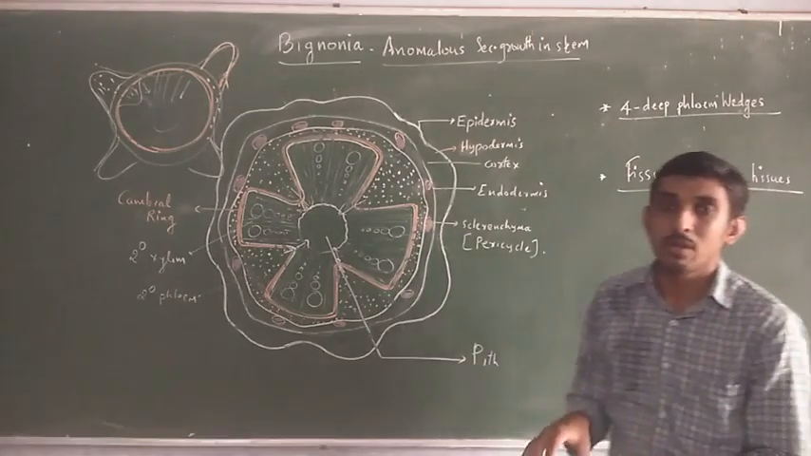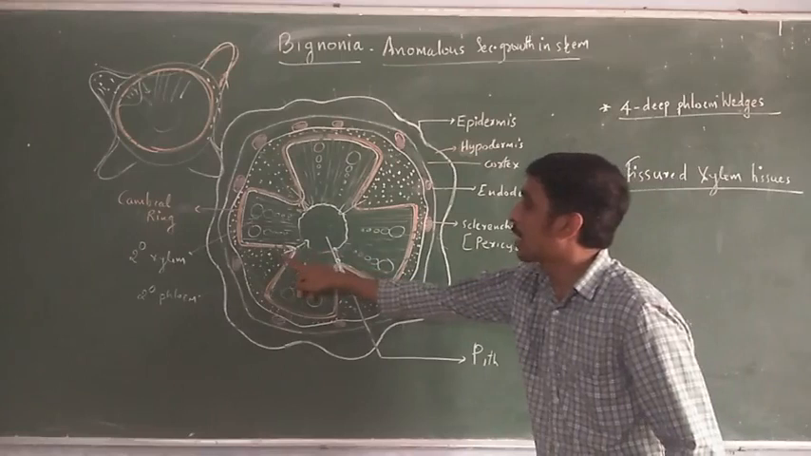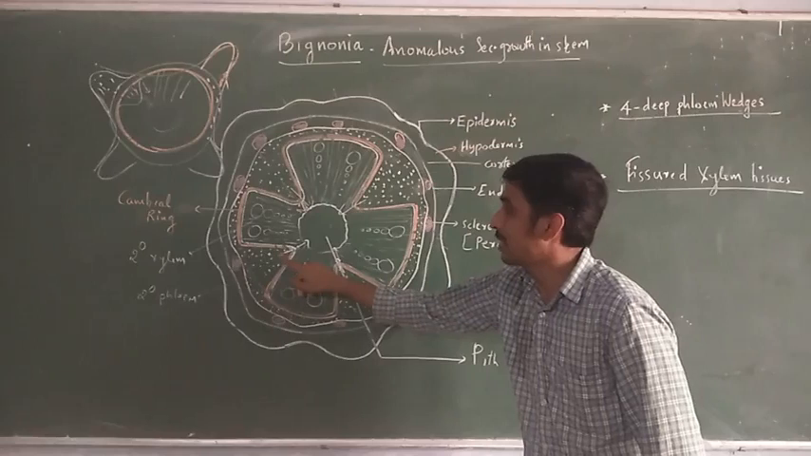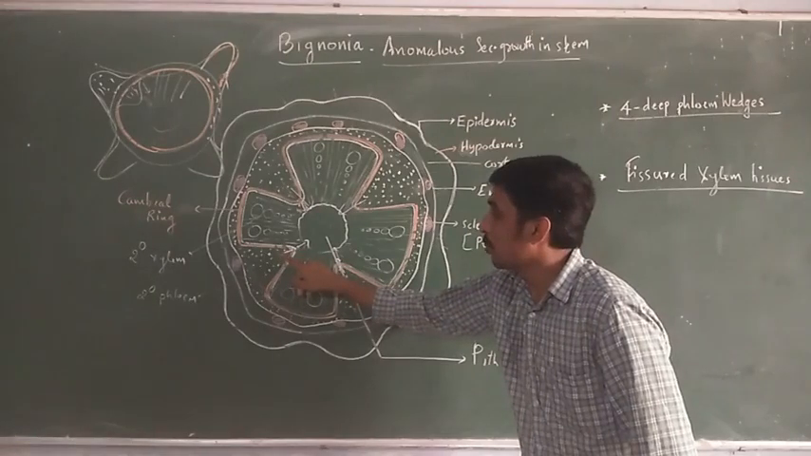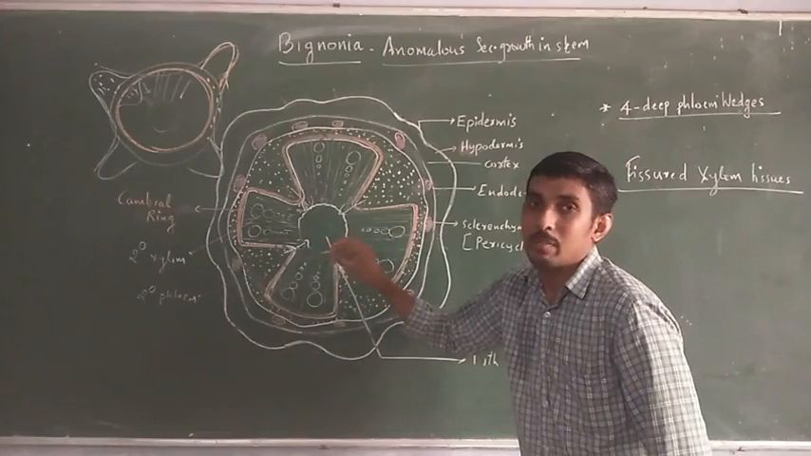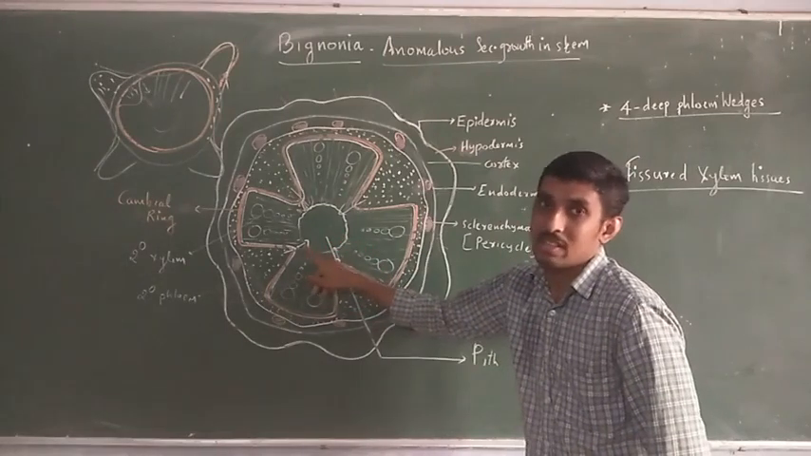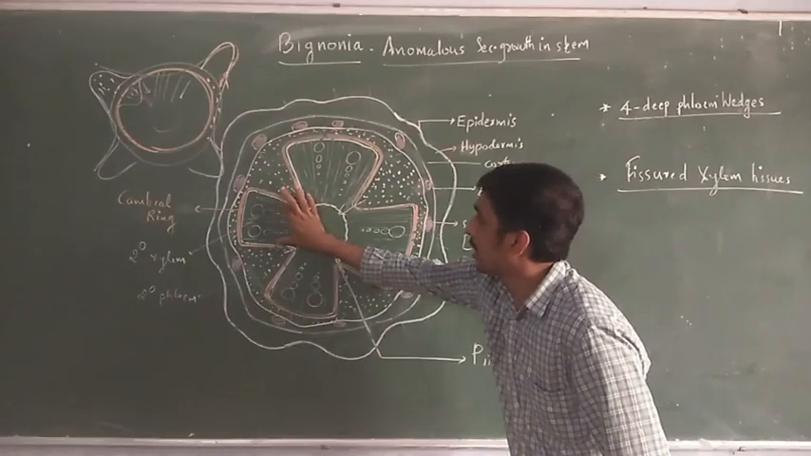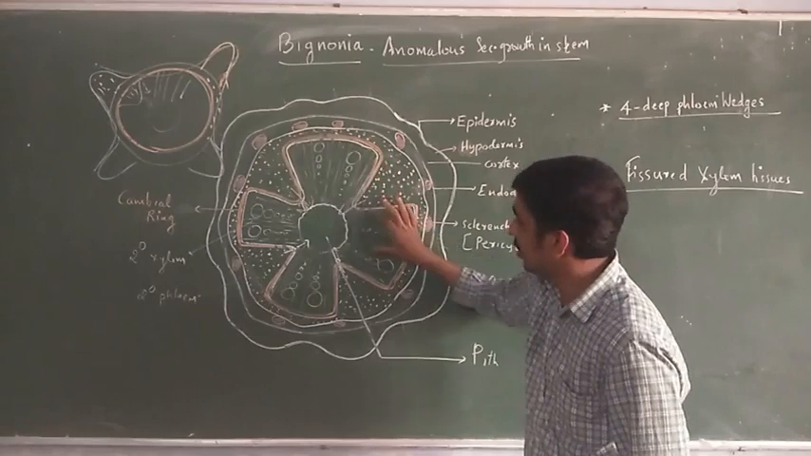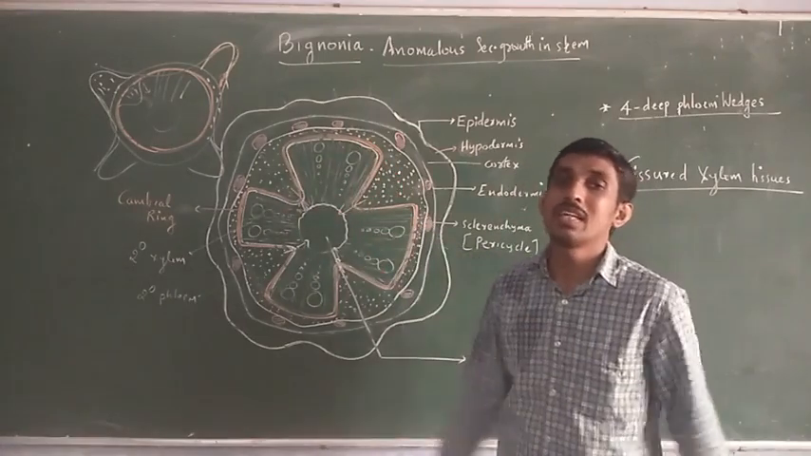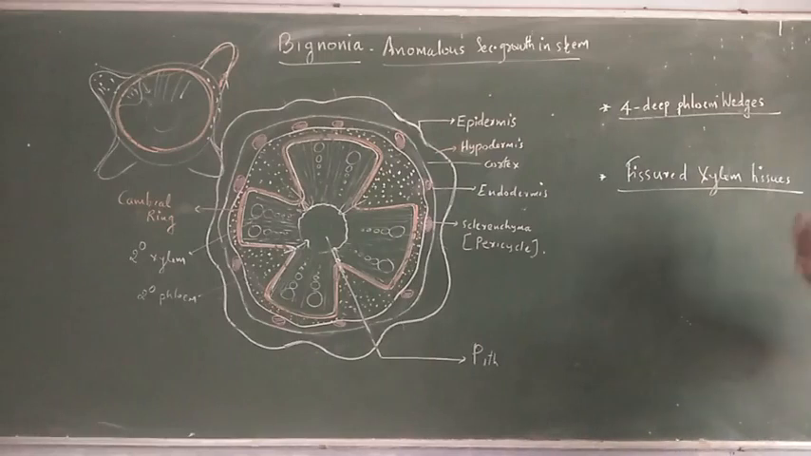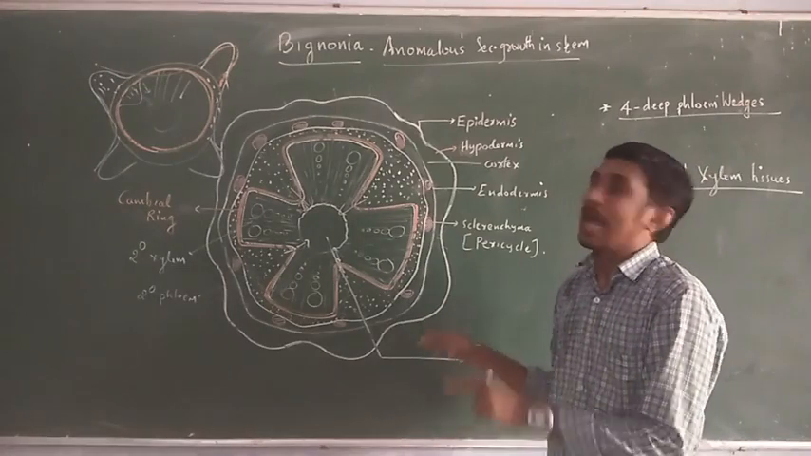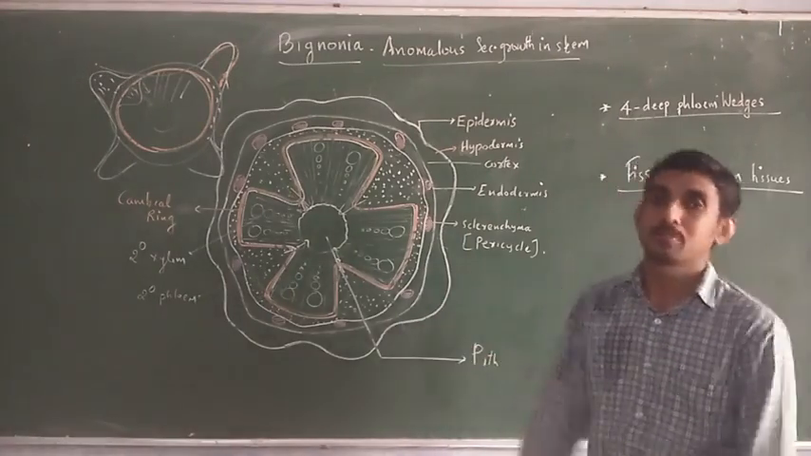So the presence of fissured xylem is due to the continuous abnormal activity of the cambial ring, that is, the secondary phloem continuously moves towards the pith region and ultimately they meet within the pith region. So that leads to the separation of this secondary xylem from this secondary xylem. Like that, these 4 secondary xylem get separated from each other. That separated secondary xylem is called fissured xylem tissue. So this is the main anomaly in the case of bignonia stem.